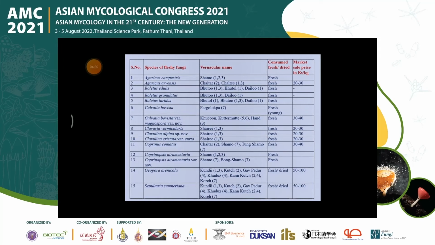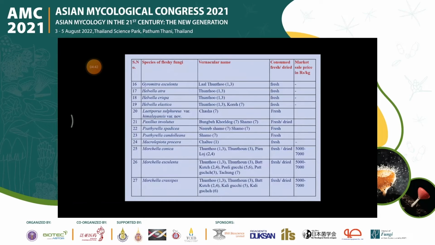Majority of the species were taken as fresh and dried form. Like Geopora arnicola, they are taken as the dried form as well as the fresh form. And here you can see the last column represents the market value of these natural resources. These are again species of morels belonging to Gyromitra, Helvella, Verpa, and Morchella, a number of Morchella species.